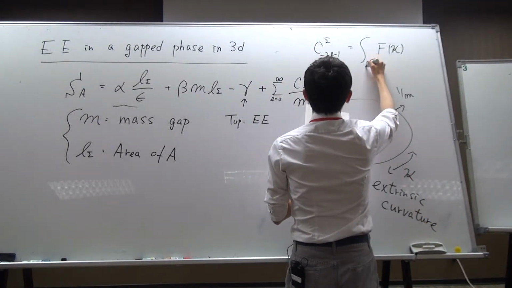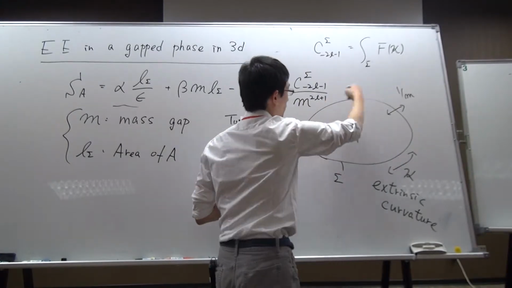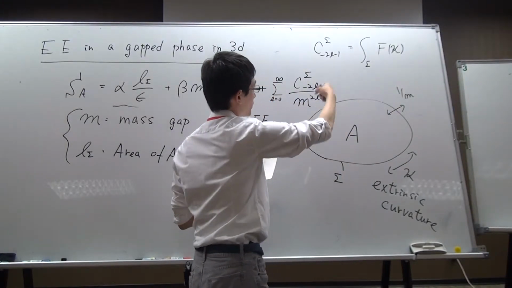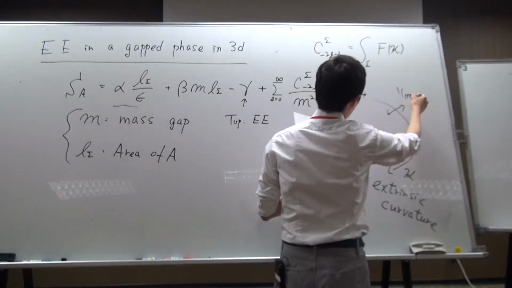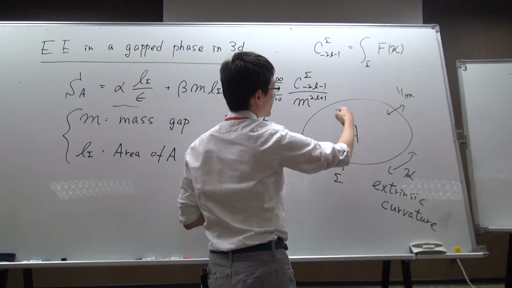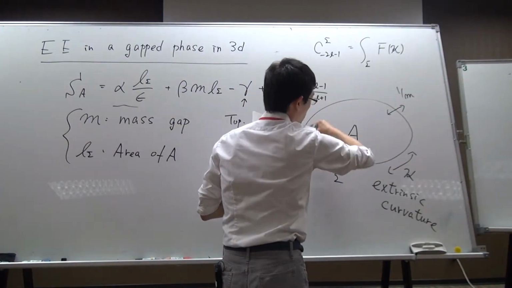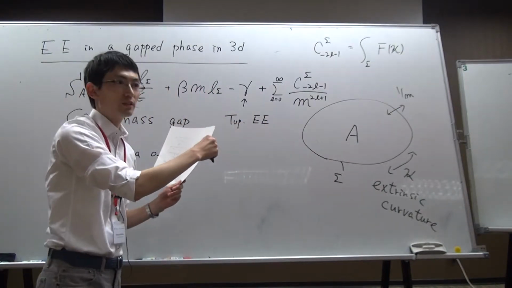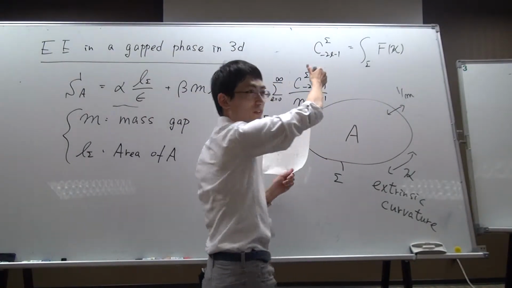And we expect that C, this coefficient, is given by an integral over sigma, not on A, but sigma. Since this is the correlation length, and the correlation length is very small, we expect that the physical entanglement comes from the region near sigma. But I'd like to confirm this claim.